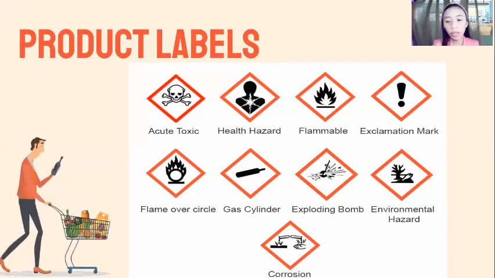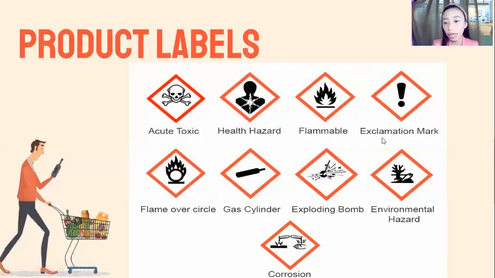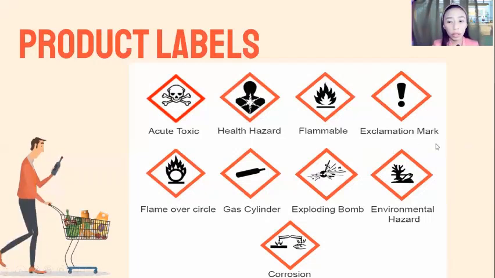So household products that are harmful should be handled, used, and stored properly. Refer to this image. Acute toxic means that it is dangerous. Maybe it's dangerous for you to smell these products. Health hazard also, it is poisonous. Flammable, from the word itself, it may cause fire. Exclamation mark means that you have to take precautionary measures in using this product.